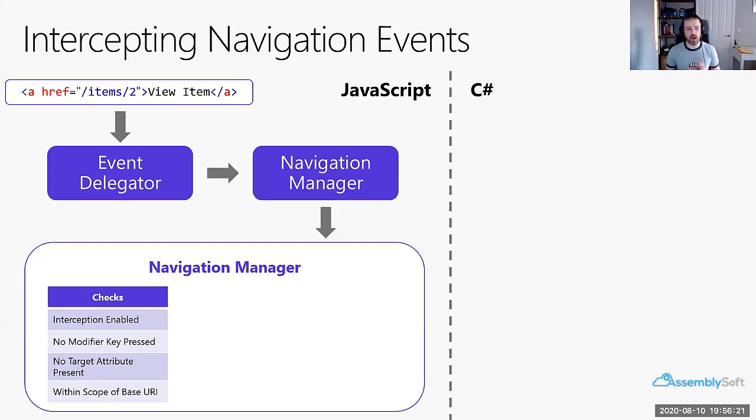So after it's done that, the next thing it's going to do is check if any modifier keys were pressed. So if the user was holding Shift or something like that when they clicked the link to open it in a new tab or a new window, then again, we're not going to intercept that. The user's made a deliberate choice there to move to a different browser window or a different browser tab. So it needs to be executed as normal. It will also check for the presence of a target attribute. So on an anchor tag, you can put an attribute called target, and that has lots of different values.